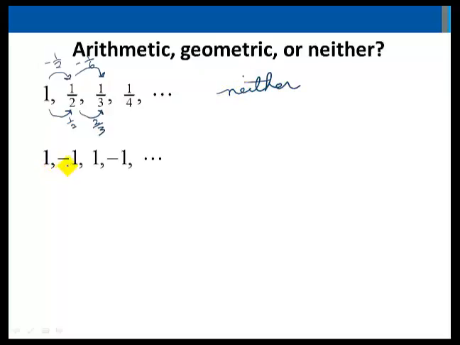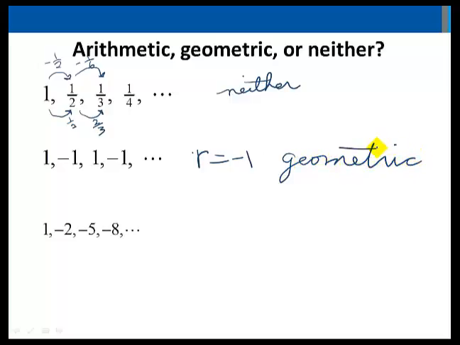Next we have 1, -1, 1, -1, etc. As we go from each term to the next here, notice that we can multiply by -1. So here we will have a common ratio of -1, and this would be a geometric sequence.